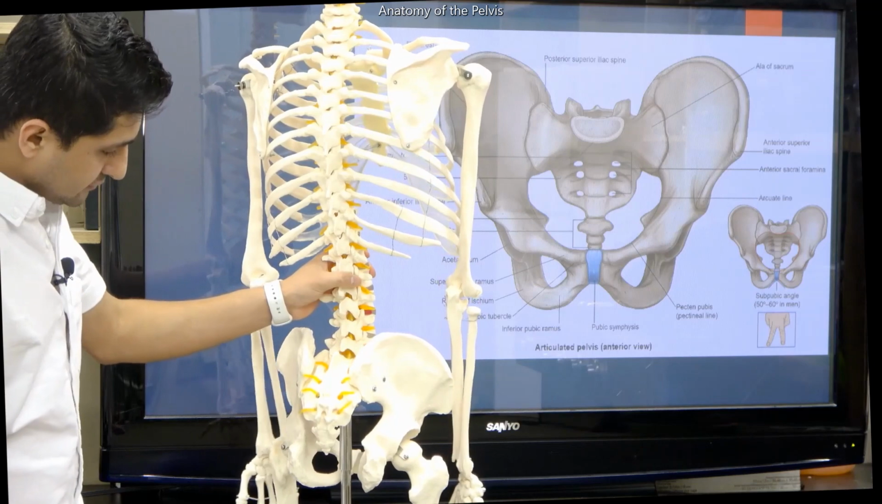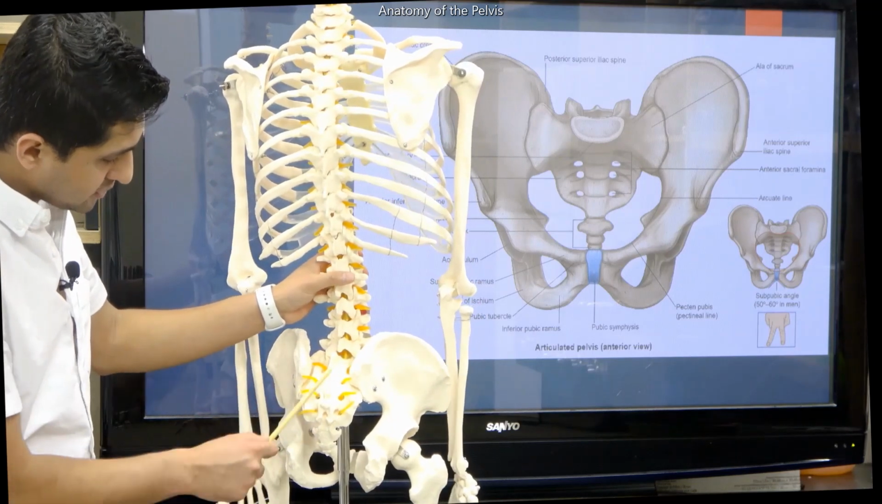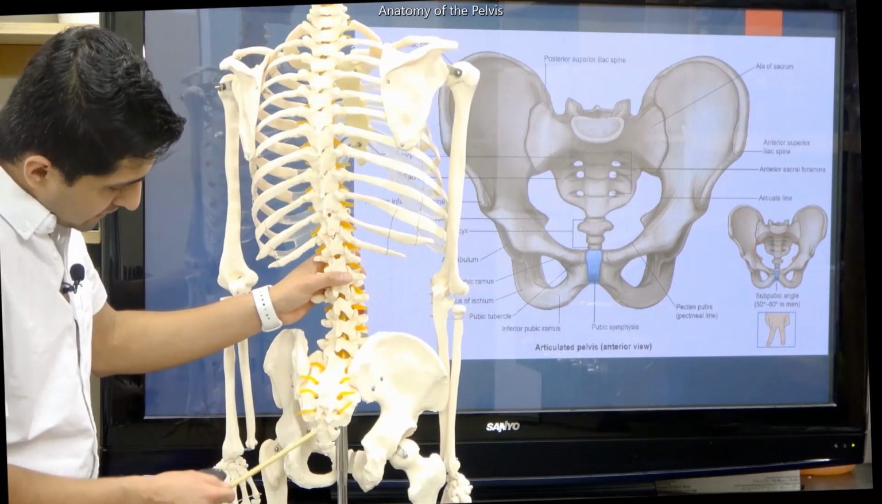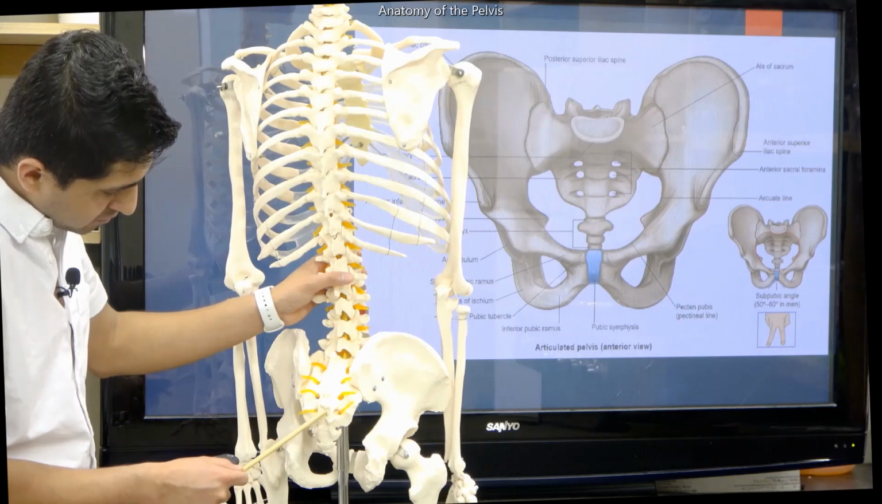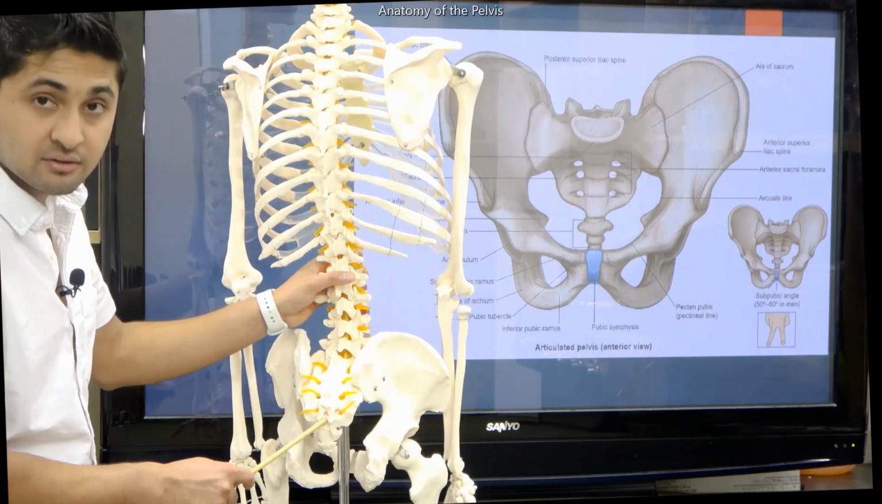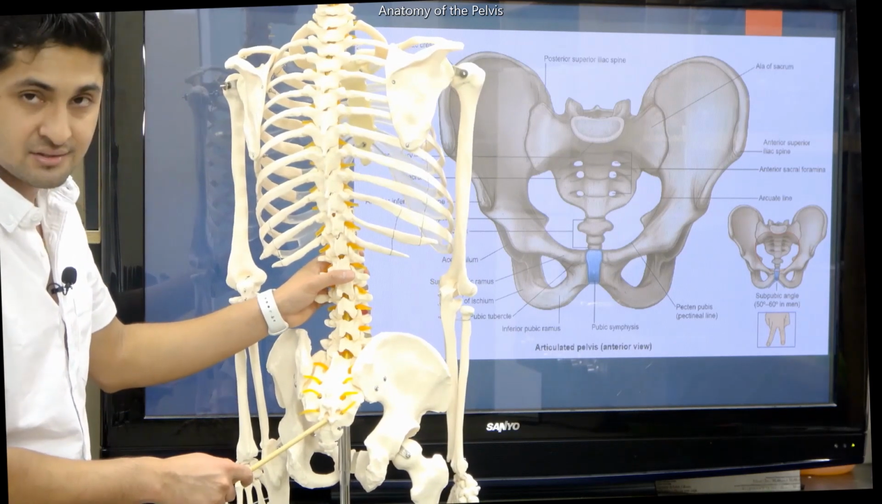Now, this right here, this is in your sacrum, like all this part. And then this right here, you see this? More like a triangular shape. This is called sacral hiatus.